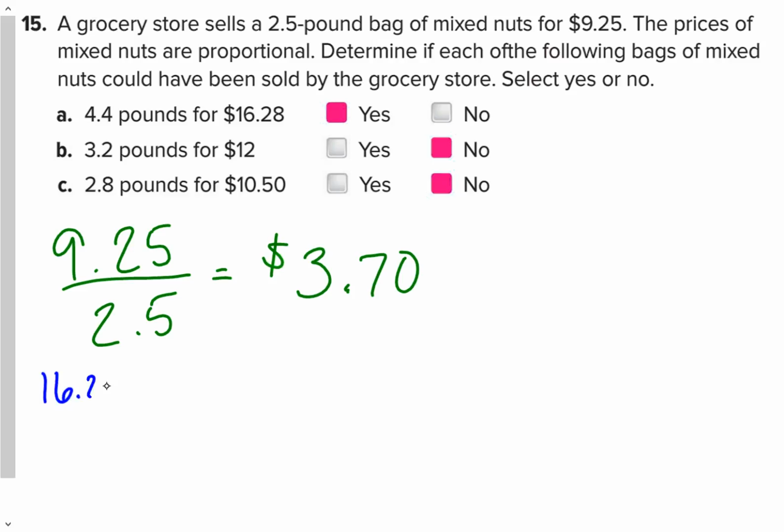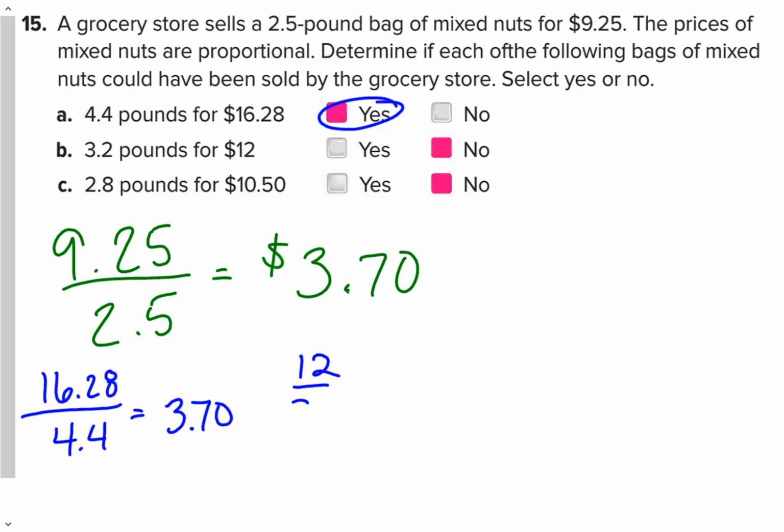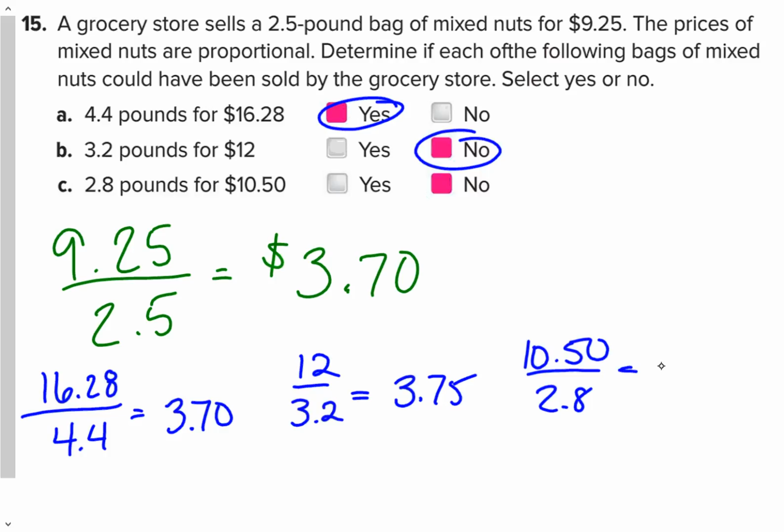So 16.28 for 4.4, that equaled $3.70. So that was why we chose yes. And then 12 divided by 3.2, that equaled $3.75. So that's why we chose no. And the last one was $10.50 for 2.8. We also got $3.75, so that's why it was no.